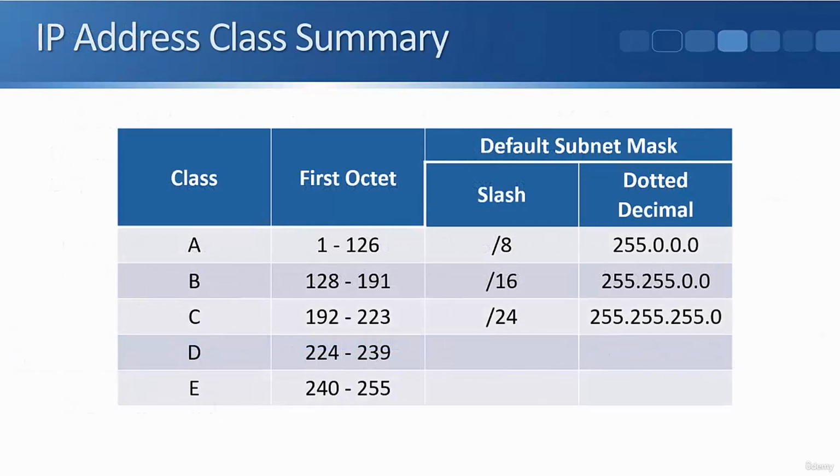Let's just have a look at a summary of the different classes before we move on. So Class A is 1 to 126 in the first octet. The default subnet mask is a /8. Class B is 128 to 191, and that defaults to a /16. Class C is 192 to 223, and that defaults to a /24. Classes A, B, and C are the classes that can be assigned to hosts. Class D is for multicast, that uses 224 to 239, and Class E is experimental, that's 240 to 255.